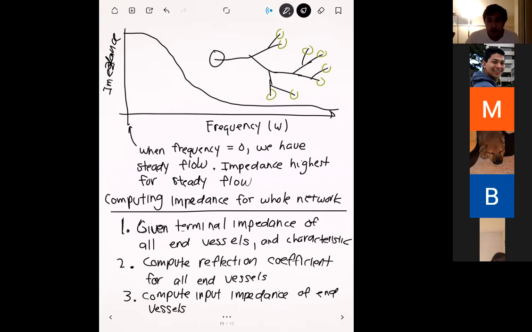And so now what you have at this point is the same point that we reached in the example where we computed the input impedance of both of the daughter vessels. Okay. Right. Okay. So any questions on this so far? Okay. All right. And so now that you have the input impedances of all the end vessels, you can combine them in parallel to find the terminal impedance of the parent vessel.